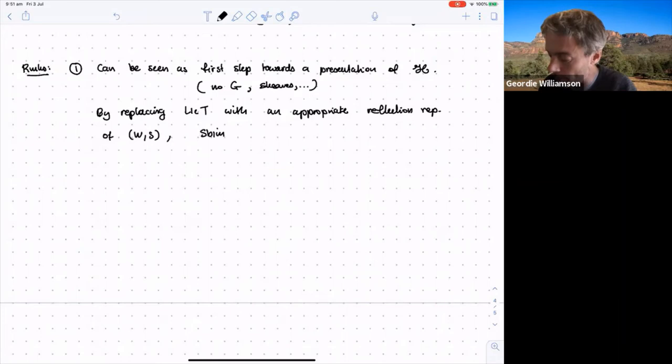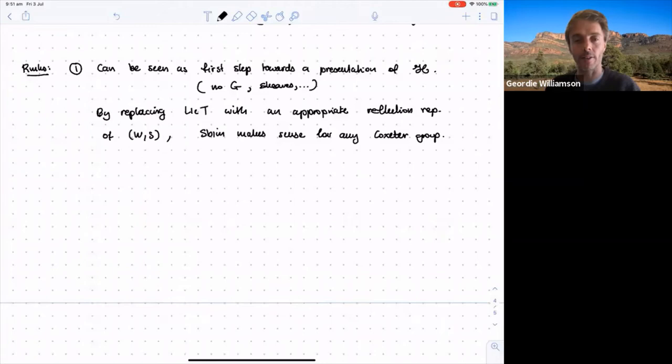SBim makes sense for any Coxeter group. And this idea was pursued by Soergel as a proposal to prove the positivity of Kazhdan-Lusztig polynomials. That proposal was then carried out by Ben and myself. But there's a serious amount of extra stuff that needs to be developed in order to make that proposal come off.